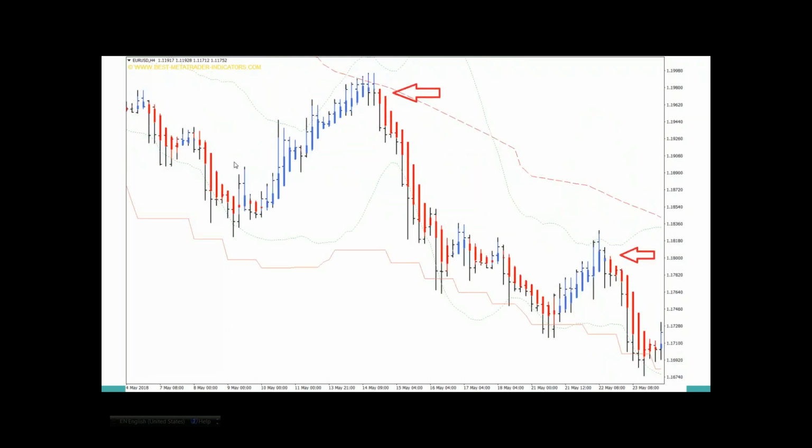And take a look again here. So this is another situation. Price retraces to the 10-day moving average. You short here, and it goes down. It retraces to the Bollinger Band, and again you short here.